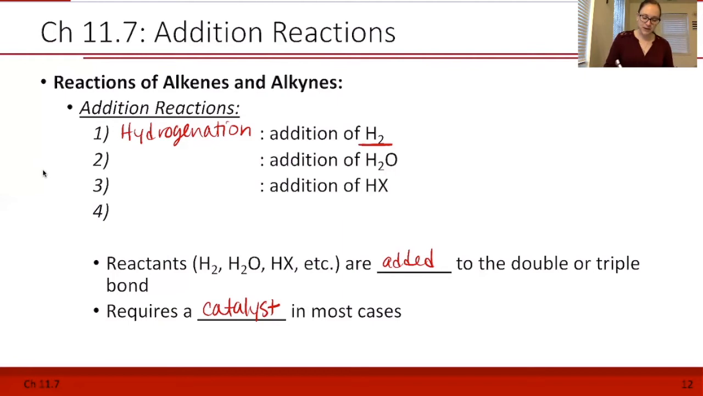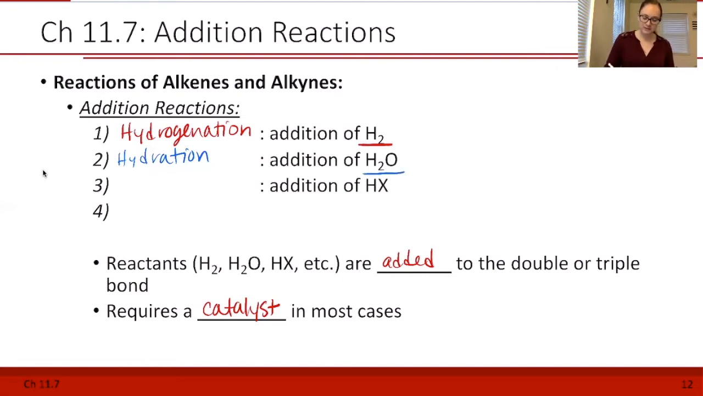Then we also have hydration, which is the addition of water. So when you hydrate yourself, you're adding water to yourself. When you hydrate an alkene, you add water to an alkene or an alkyne.